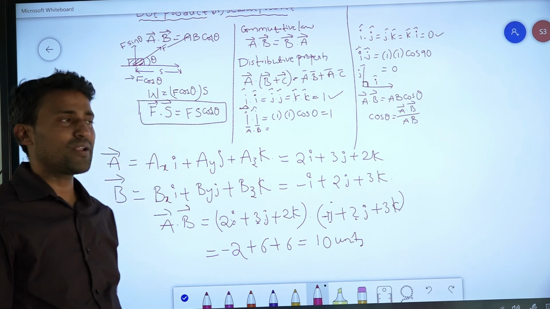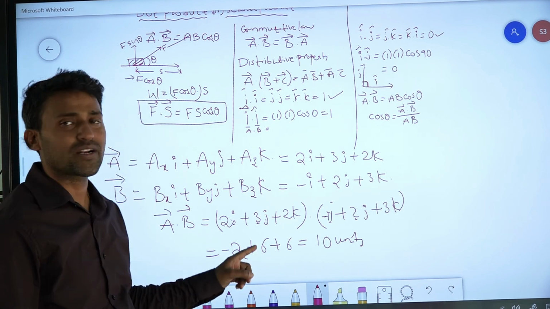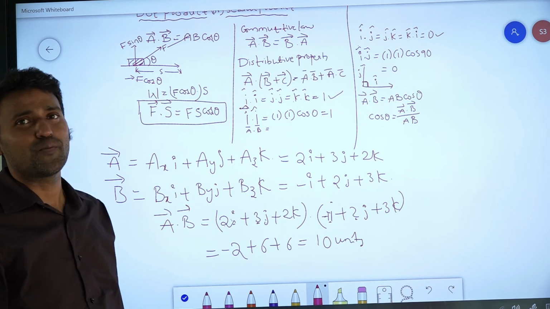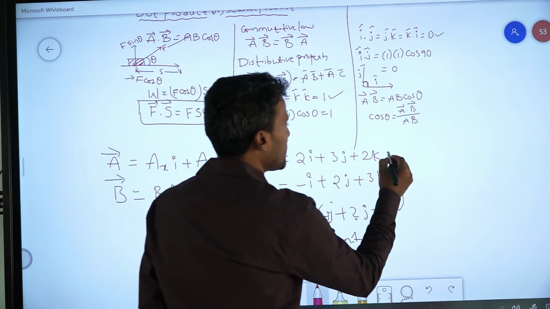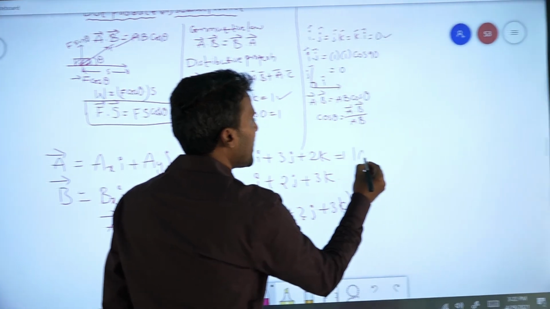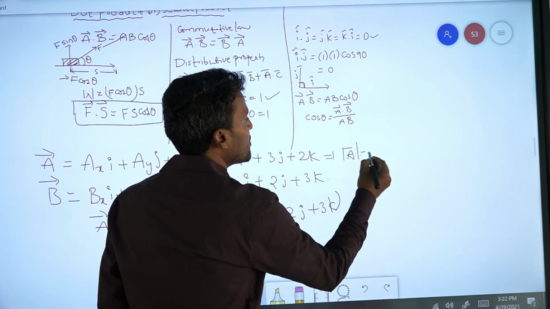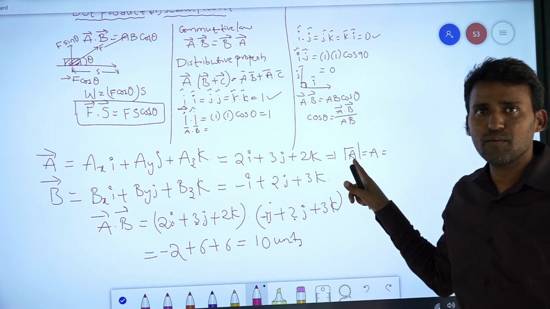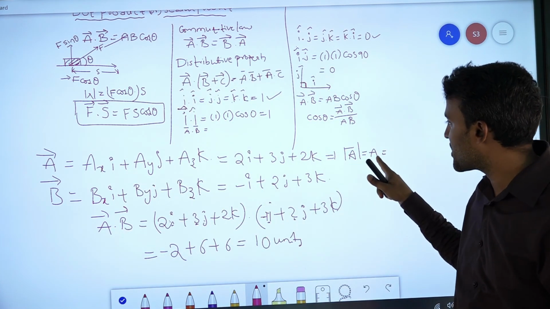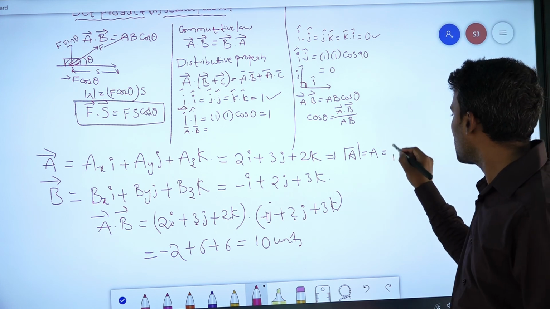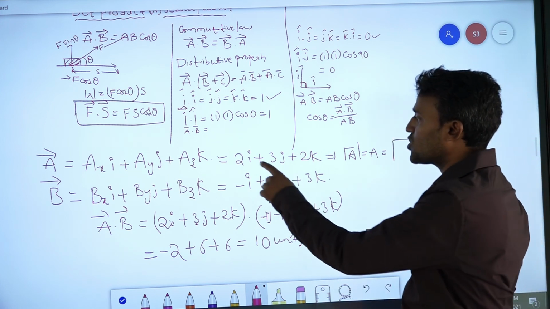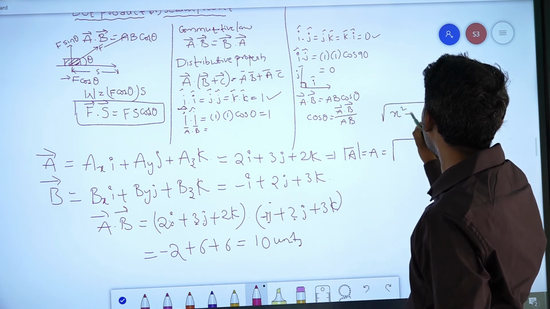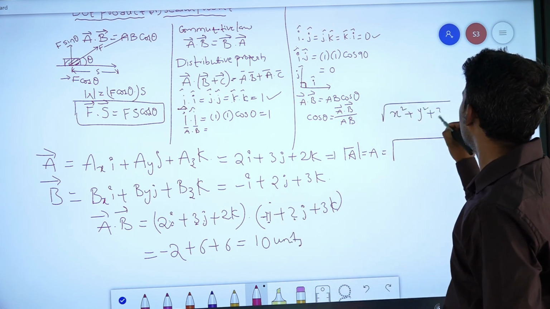So that is the multiplication. That is how you can do the dot product. And what is the magnitude? Magnitude means, according to this, see here, the modulus of a vector you can write as a modulus. This is the magnitude. This is nothing but the magnitude, the square root of x square plus y square plus z square is the actual formula.